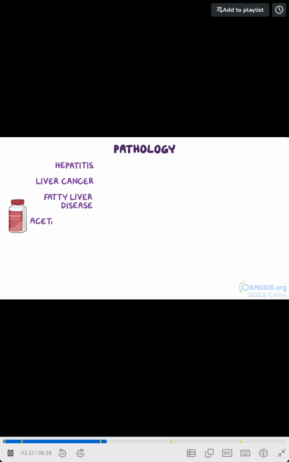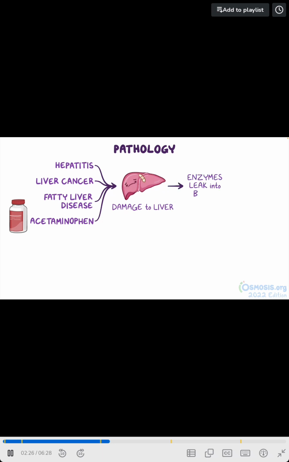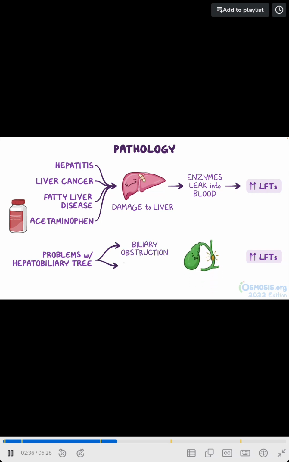Alright, so there are some conditions like hepatitis, liver cancer, and fatty liver disease, as well as certain medications like acetaminophen that can damage the liver, causing its enzymes to leak out into the blood, resulting in elevated LFTs. Liver enzymes will also rise if there are problems with the hepatobiliary tree, like biliary obstruction or cholecystitis. Additionally, the AST to ALT ratio can be used to more closely determine the cause of liver injury.